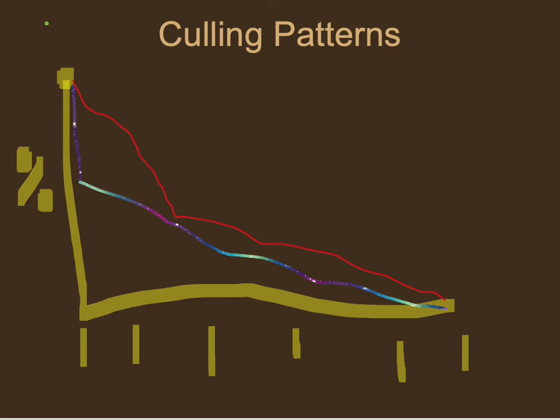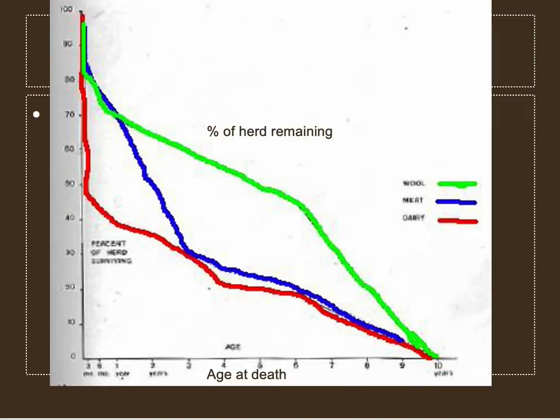Now, what about if you're using them mainly for wool? You didn't eat the animals at all. You raised them for wool to use for textile production. Well, then there's no reason to kill the animals off at all, and you would just have kind of a very, very gradual kill off like that. These culling patterns tell you if a herd is domesticated or not. So again, this is much nicer than what I drew, right? You can see milk, meat, and wool.